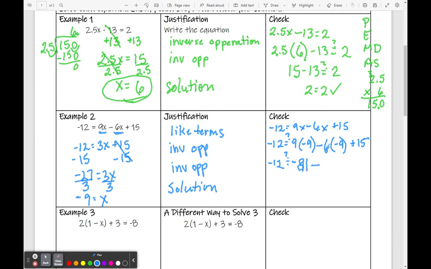Minus 6 times a negative. So positive times a negative is a negative. 6 times 9 is 54 plus 15. All right, well, let's clean that up a little bit. We have a negative 12, I think, is equal to negative 81, minus a negative, so that makes this a positive 54 plus 15. And you can choose to combine like terms whatever way you like. I prefer to add myself. So negative 12, I think, equals a negative 81 plus 54 and 15 would be 69.